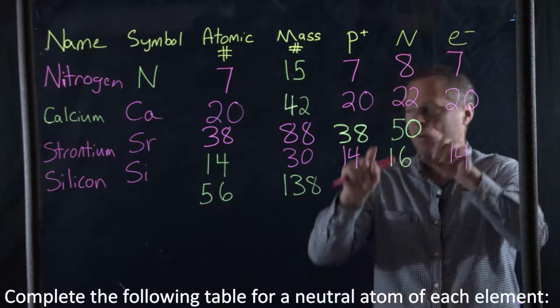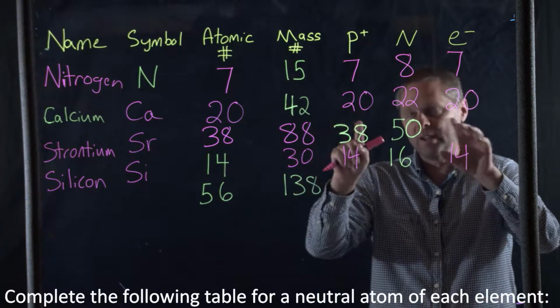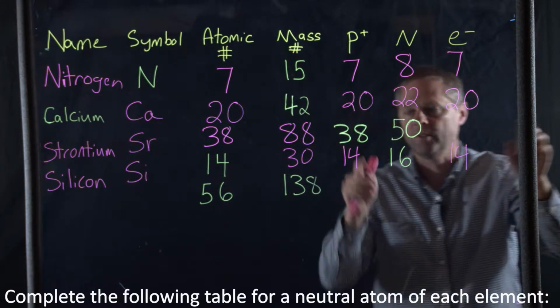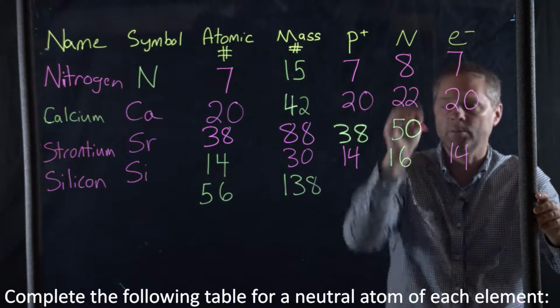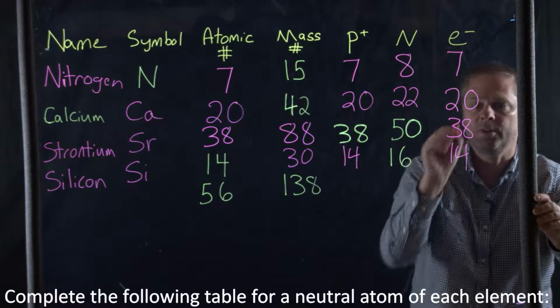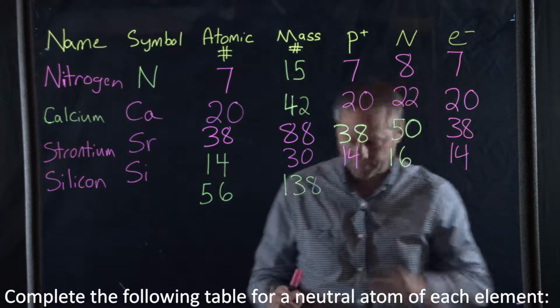Now, I made a mistake here, strontium. I didn't make a mistake, but I forgot to write in the number of electrons. If we're going to have a neutral element, then the number of protons and the number of electrons is going to be the same, so this is going to be 38. I apologize, sorry for that.